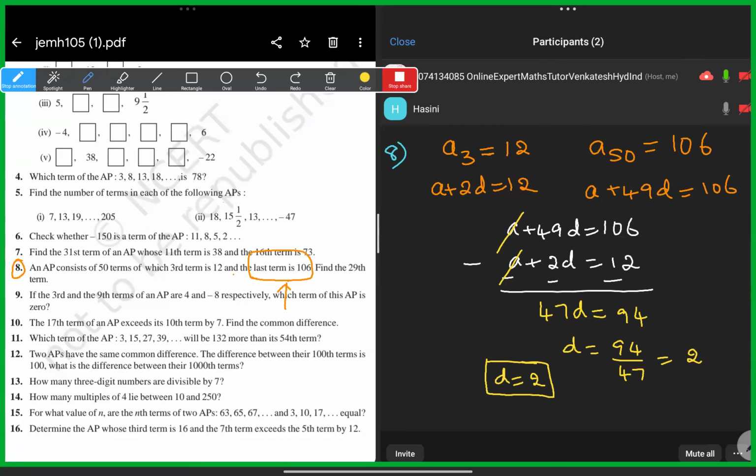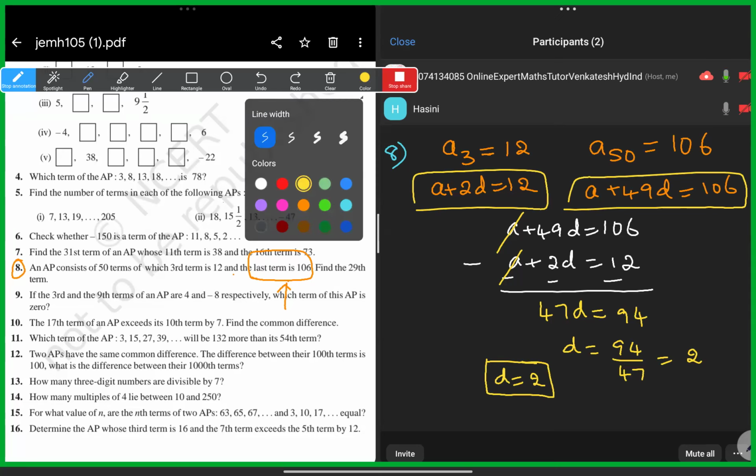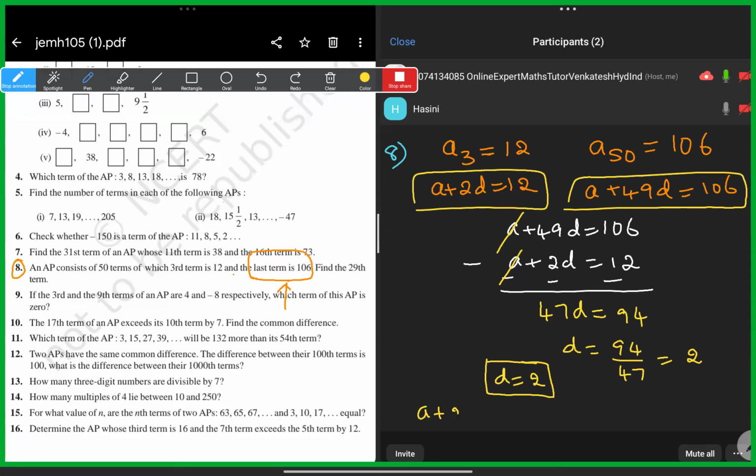Now finally Hasni, we got D. A we can find out by keeping it in any of these two equations. So A plus 2D is equal to 12. I am keeping it in that. D is 2, and I just substituted this in this equation. So A plus 4 is equal to 12. A is equal to 12 minus 4, which is 8.